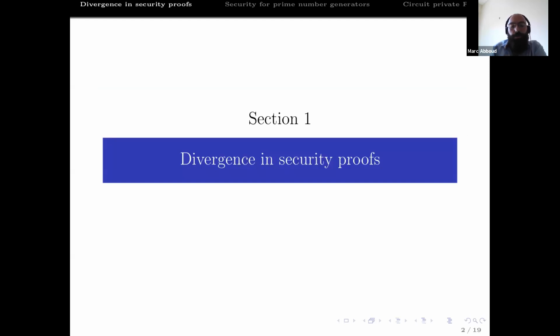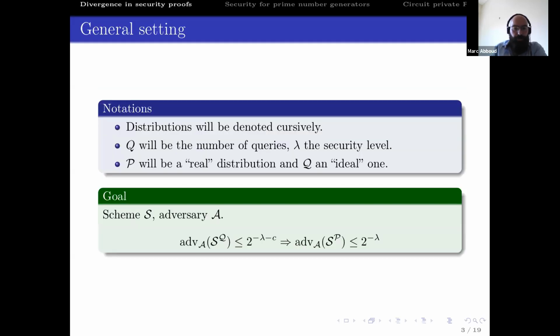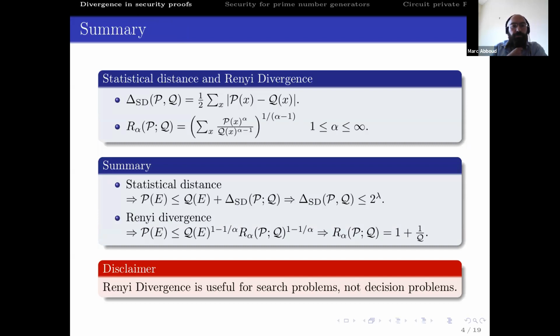So first, a quick recap about divergence. The general setting is that you have an ideal distribution and a real one, and you know that some scheme is secure when you use the ideal distribution, and you want to know how many bits of security you're going to lose when you go from the ideal distribution to the real one. Traditionally, the main tool you use is the statistical distance.